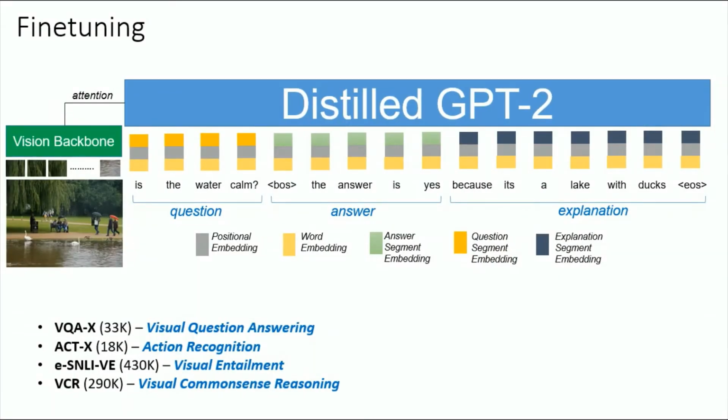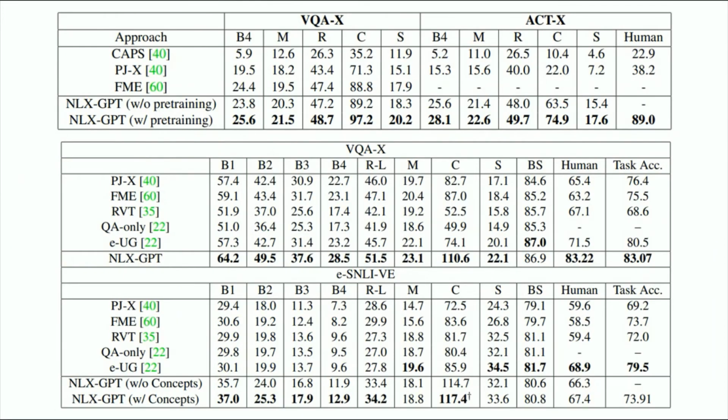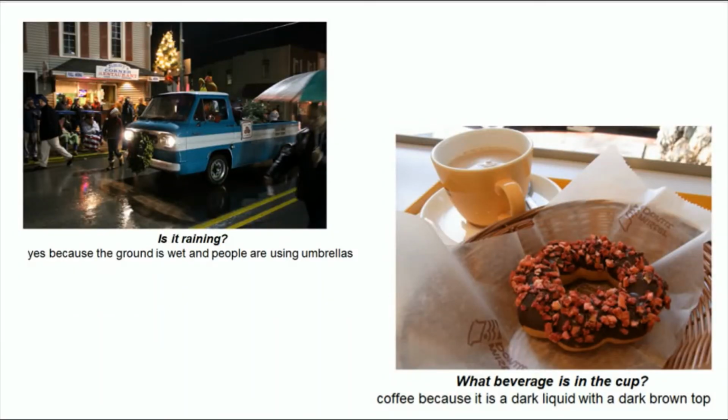After pre-training, we fine-tune the model on 4 natural language explanation tasks: visual question answering, action recognition, visual entailment, and visual commonsense reasoning. We simply predict a single text containing the answer and the explanation together. Our work achieves the state-of-the-art on most metrics. We advise to see the paper for qualitative examples.